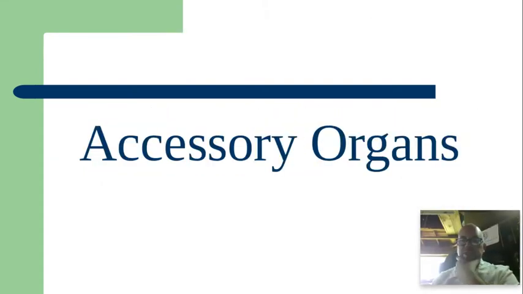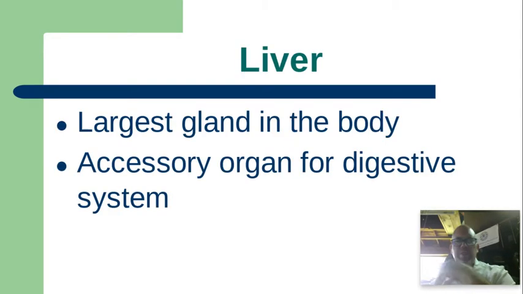Accessory organs. We're going to start to break these down. You guys are going to spend a little time doing some research and finding some information on the different digestive organs in the body. The liver, a large gland in the body, an accessory organ for the digestive system. The liver is a solid organ full of blood. Its job is to clean out blood and pull toxins out, but it is also part of our digestive system as it creates portions of the enzymes that create the digestive juices we have in our body.